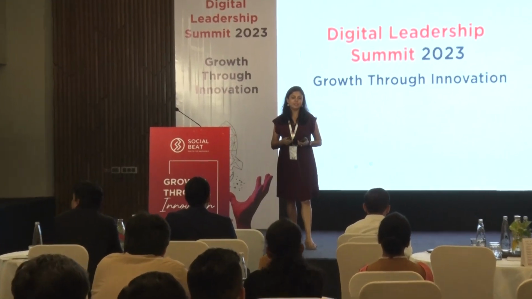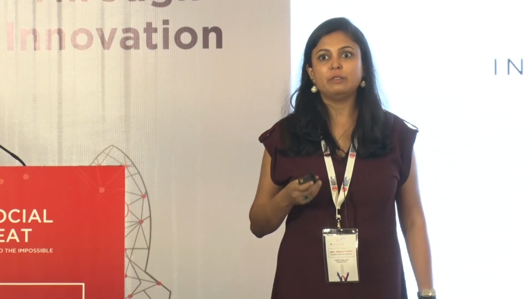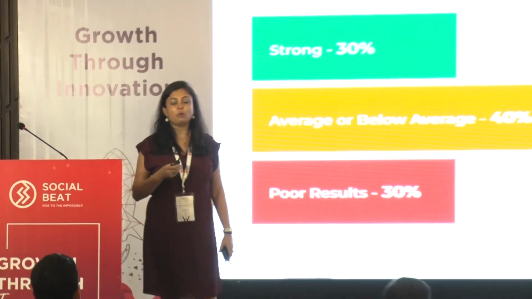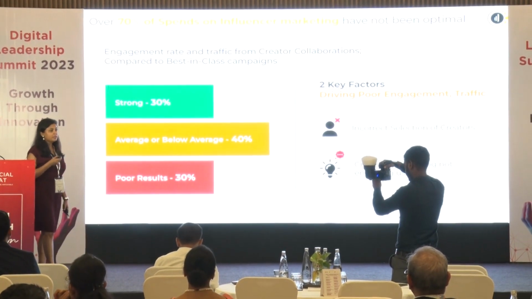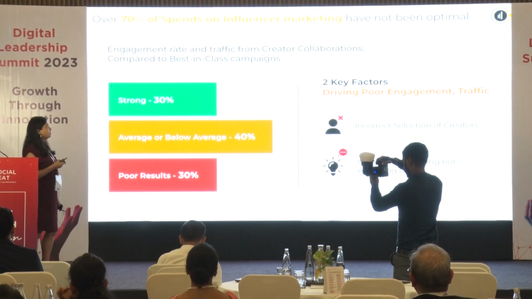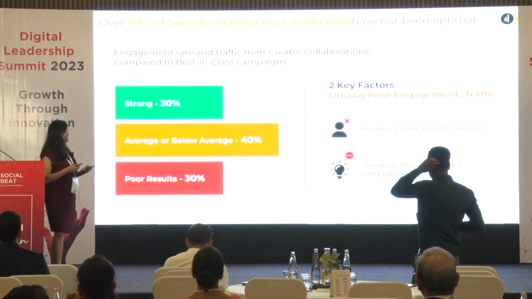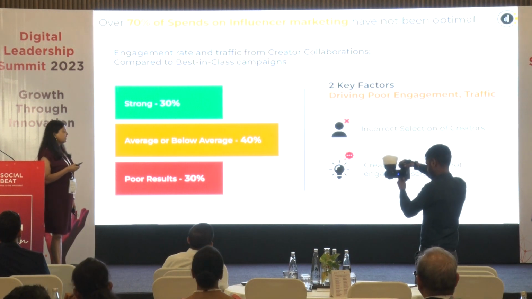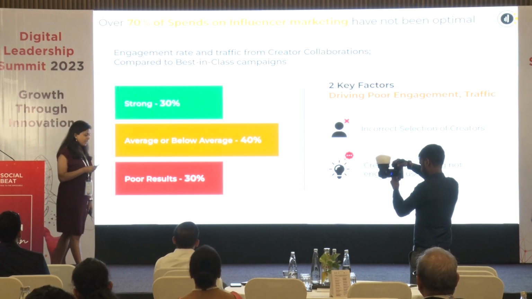But before I go into the case study, I'm just going to spend 2 minutes quickly showcasing a slide. Something that we've discovered in the last couple of months. We've audited multiple accounts of different brands, and what we witnessed was that 70% of spend on influencer marketing has not been optimal, right? Only 30% has been rightly spent, while 70% has been average or merely poorly spent. And why is this happening, right?